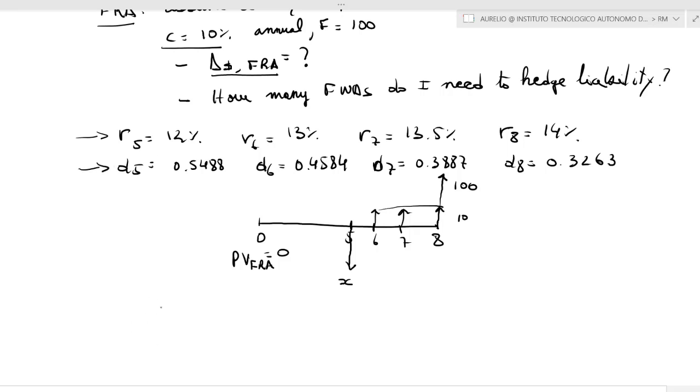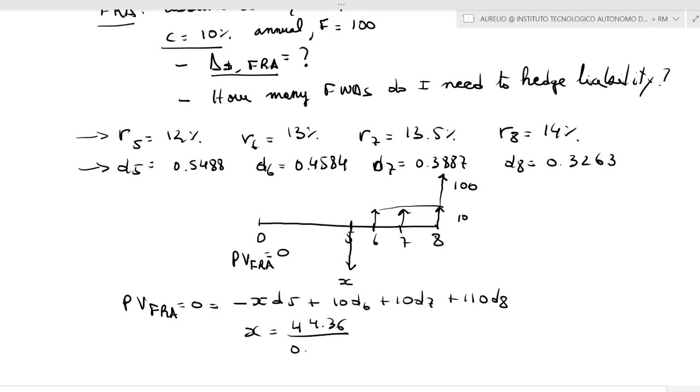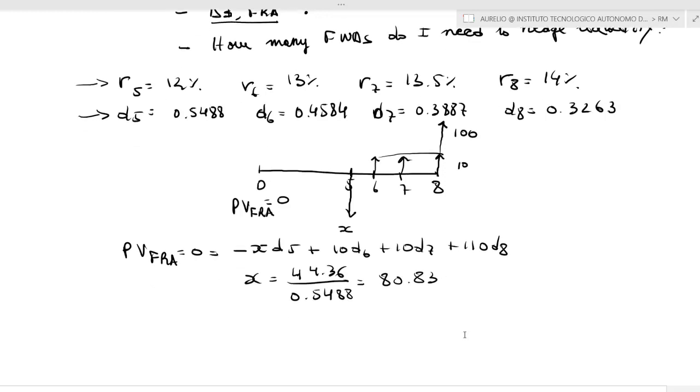So the first thing I'm going to do is set up the equation of the PV of the FRA. So what's the PV? We know it's 0, but we also know that it's going to be equal to minus X times D5 plus 10 D6 plus 10 D7 plus 110 D8. And then I'm going to solve here for X. So I end up with X being equal to, if you make that multiplication, 44.36 over 0.5488. Hence X is going to be equal to 80.83. Now, what do I do with this 80.83?